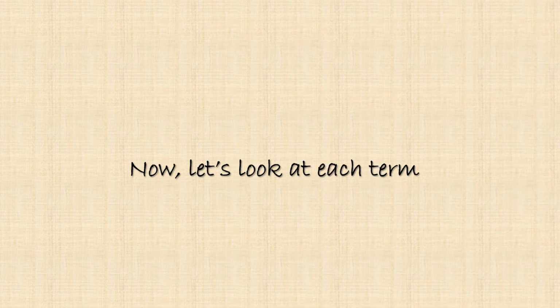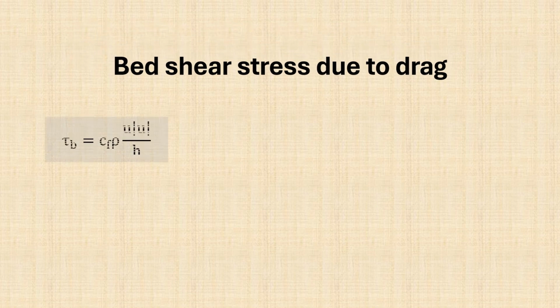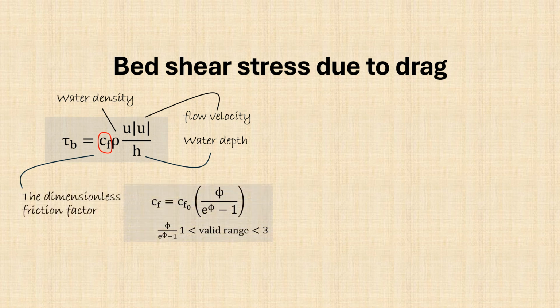Now, let's take a quick look at each component of the bed shear stress. Bed shear stress due to drag is expressed by this term, where h is water depth, u is flow velocity, rho is the density. And this guy, Cf, is the dimensionless friction factor, which is described by this term.